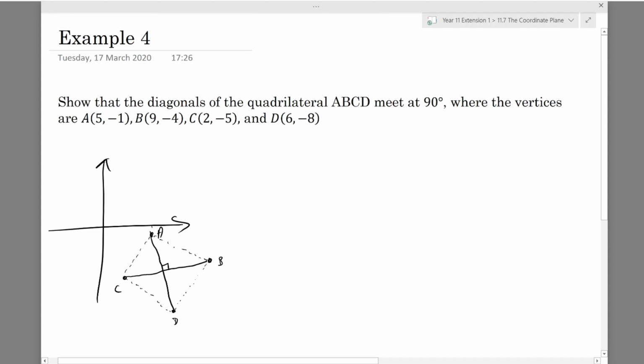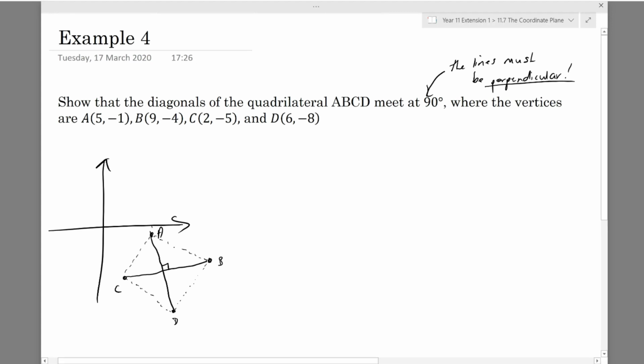To show that something meets at 90 degrees, the lines must be something. If you guessed perpendicular, well done you. You got the correct answer, if you can read that horrible handwriting. So the diagonals of the quadrilateral meet at 90 degrees, which means the diagonals must be perpendicular.